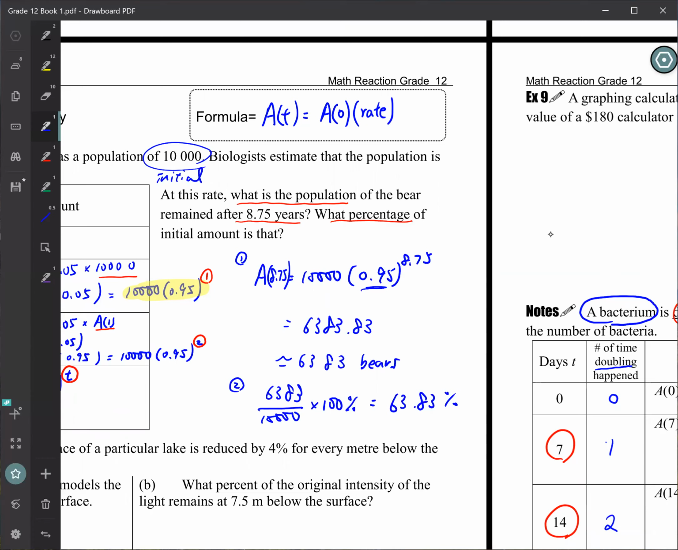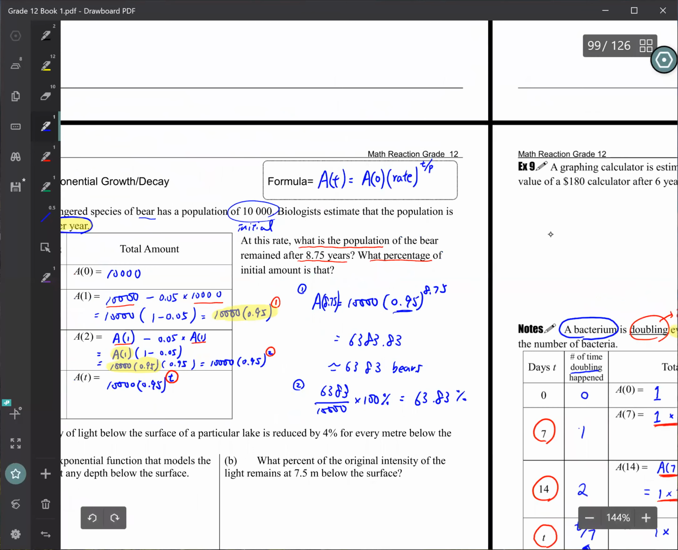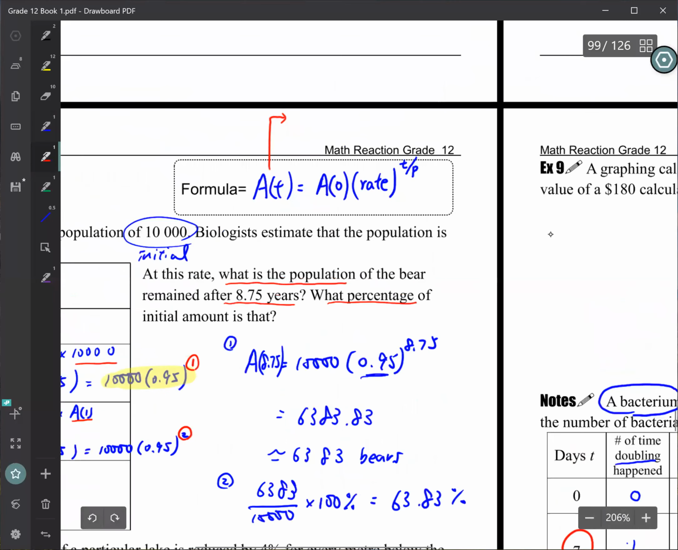And then you have the t over P, okay? P is called the period, like how long it takes for it to change, right? For example, for it to increase, for it to decrease, for it to double, for it to get halved, right? The period, the amount of time, okay? So we need to write down what each one means. Let's put it over here, okay? So this one is the final amount.